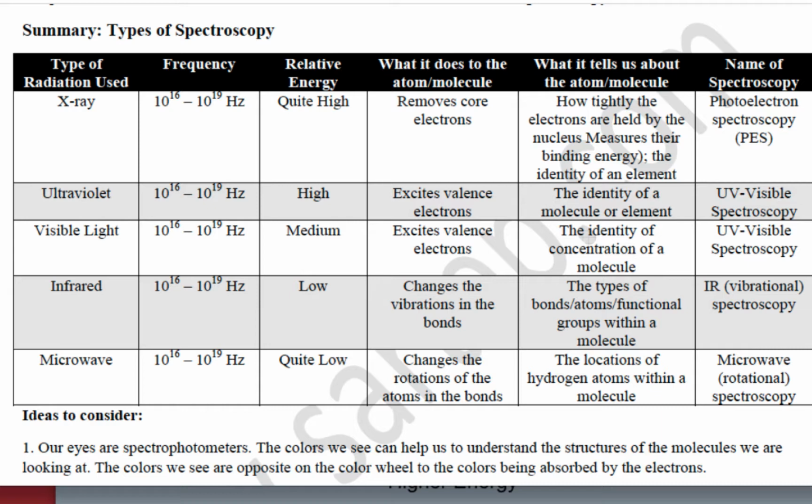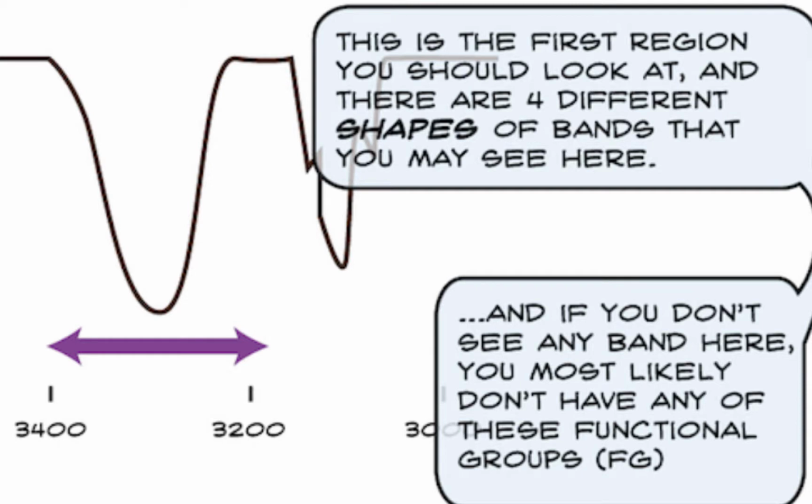The microwaves just tell us about the arrangements of the hydrogens around it. So we can look and see what angle they're coming off and how they're arranged. Not that you'll have to be able to do that, but just know that microwaves do one thing, infrared does another. So this is an example of infrared spectroscopy.